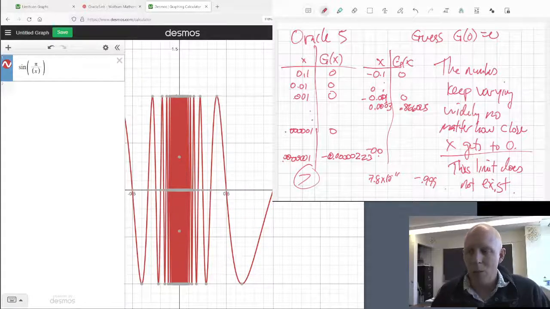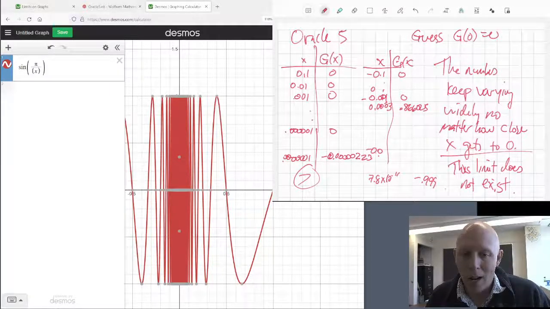Okay, in the next video, we'll build a little bit more intuition, graphical intuition about what's happening with this idea of a limit, and then we will talk about the definition of a limit.